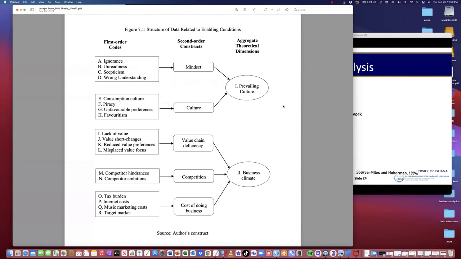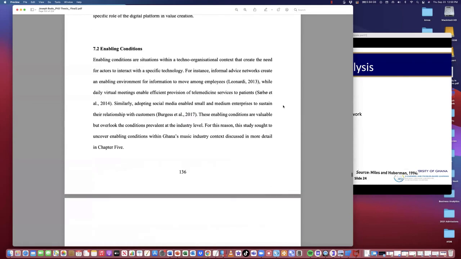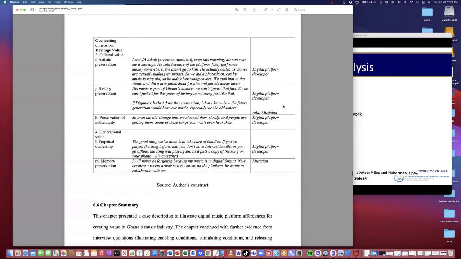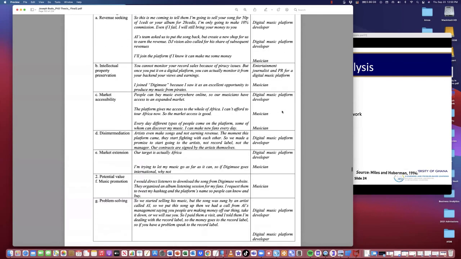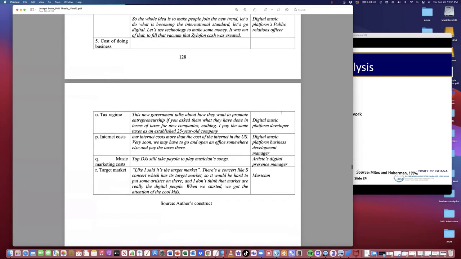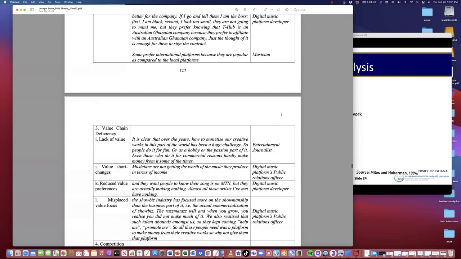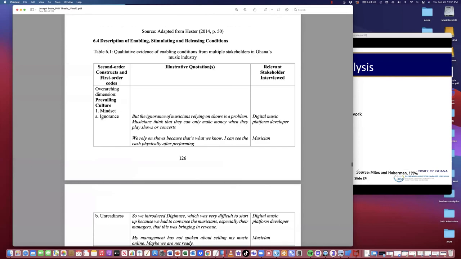And based on that, within mindset, for example, you have issues of ignorance. Hold on, I think you're not paying attention. Listen. The first step was generating the first order codes. When you combine the first orders, then you get the second order. So mindset consists of ignorance.